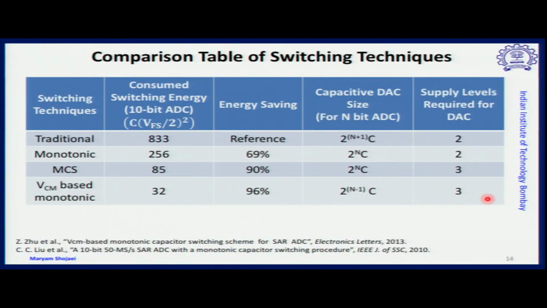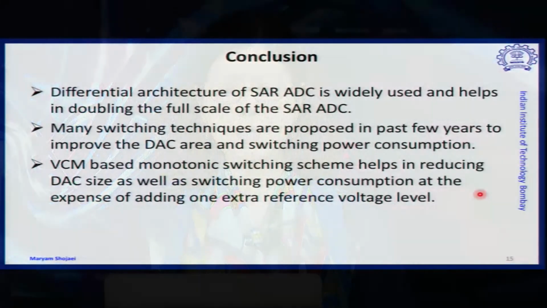The only difference is that we should have the common mode level available for merged capacitor switching and VCM-based monotonic switching. But if this VCM is already available, we don't have any overhead. For example, if the analog part, signal conditioning, instrumentation, interfacing, as well as the ADC are in one place, then naturally VCM is available, and therefore there is no overhead from having one extra common mode.